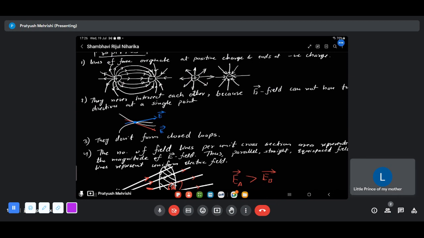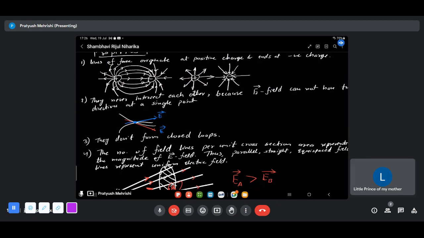Now, third is they don't form closed loops. Why they don't form closed loops? Because it is their definition that they start from positive charge and end at negative charge.